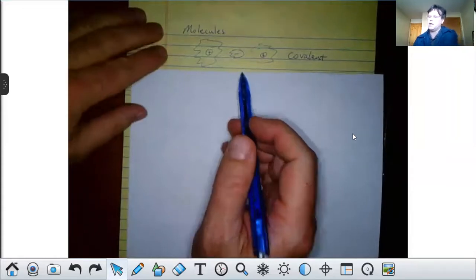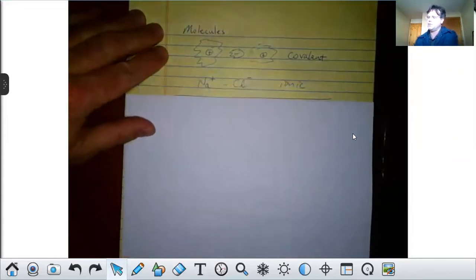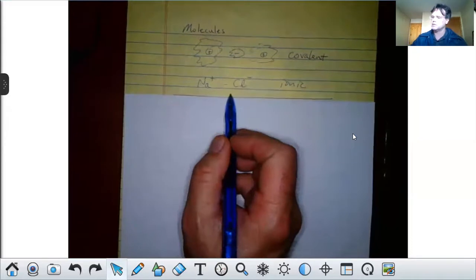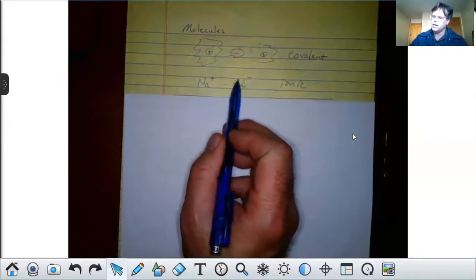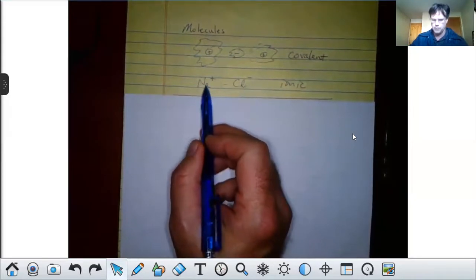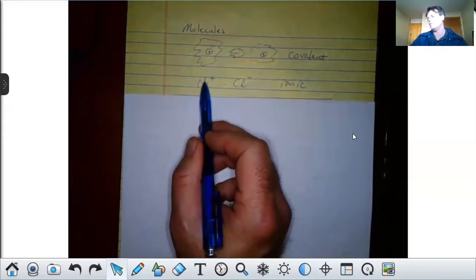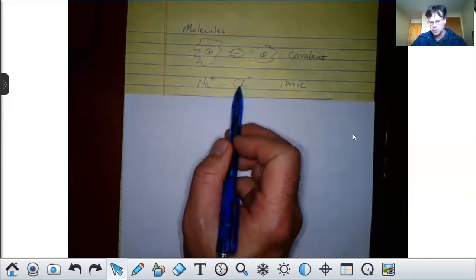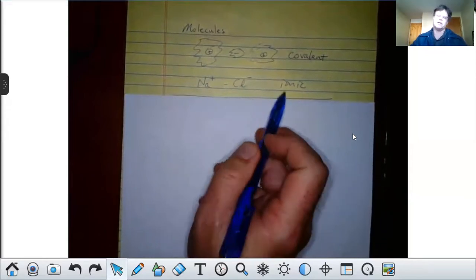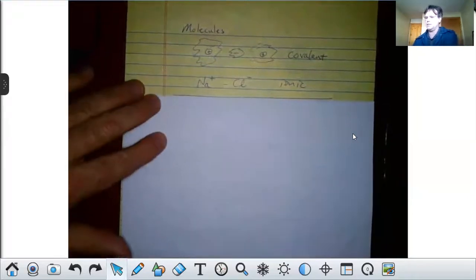Now, another type of bond that you can see is, for example, sodium chloride salt. The chlorine likes to take an extra electron from the sodium, and then you've got a positive and a negative opposite charge attraction. We call this an ionic bond between them.